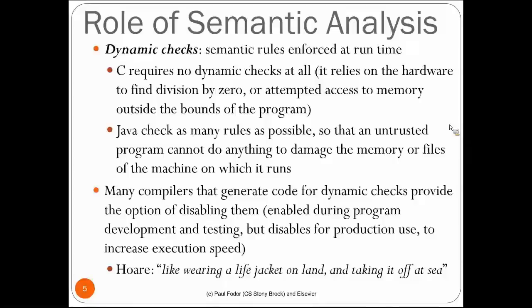Many compilers generate code for dynamic checks, and also provide options for disabling them. We are going to see it in assertions in a few seconds. So we enable these dynamic checks during program development. They are basically checks added to the program to check certain conditions during execution, but we disable them for production in order to increase the execution speed.